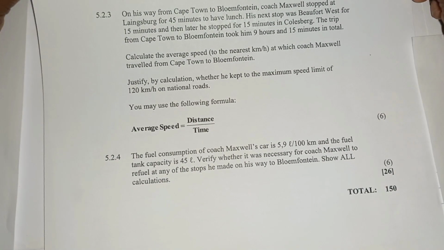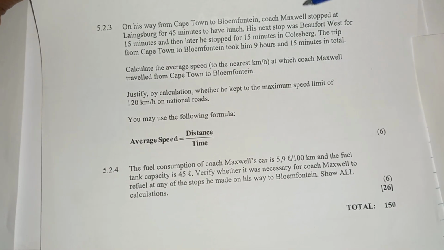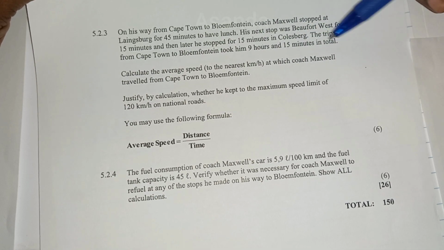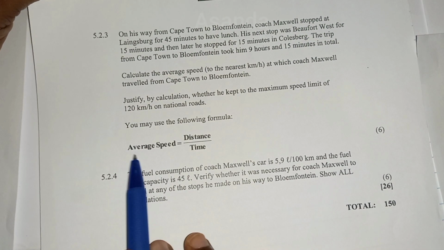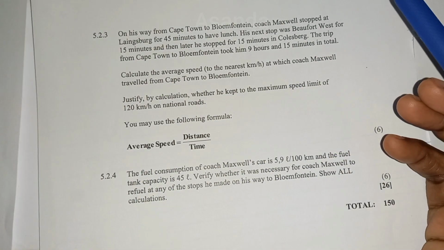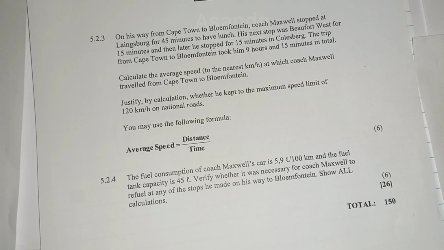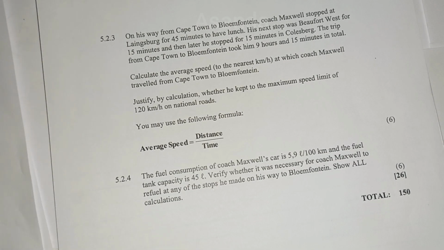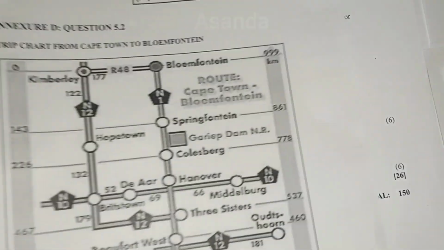Okay. Now, firstly, they say it took him 9 hours and 15 minutes in total, right? So to calculate the average speed, we have to have distance. That is easy. We're going to get that from the map. And I'll show you now. From Cape Town to Bloemfontein. Is that what they said? Yes, Cape Town to Bloemfontein.